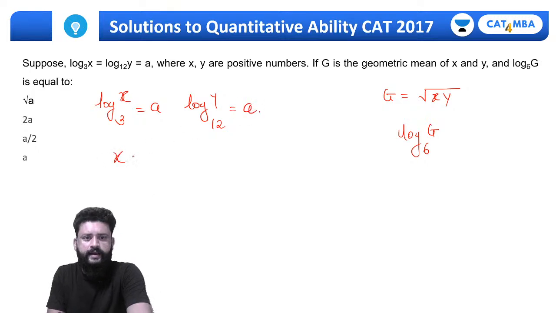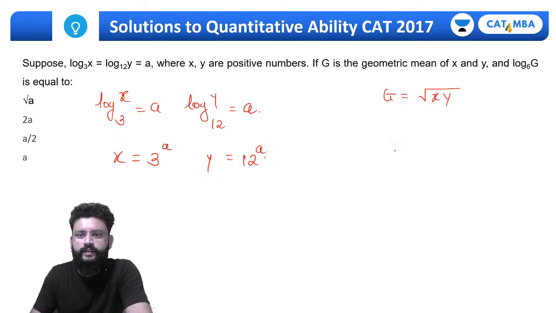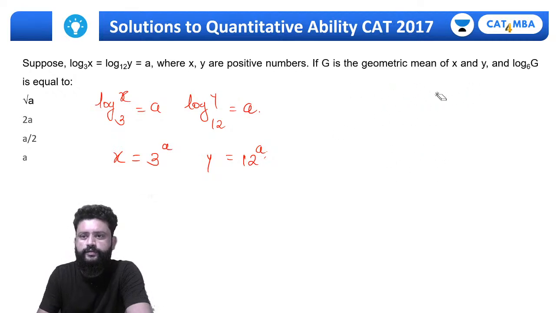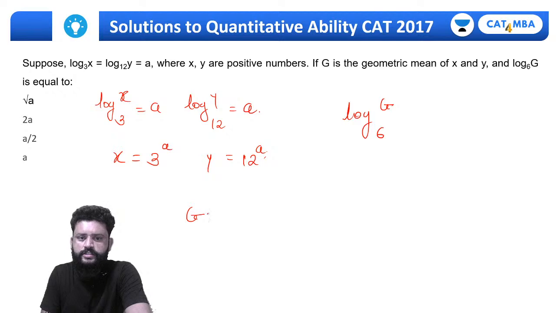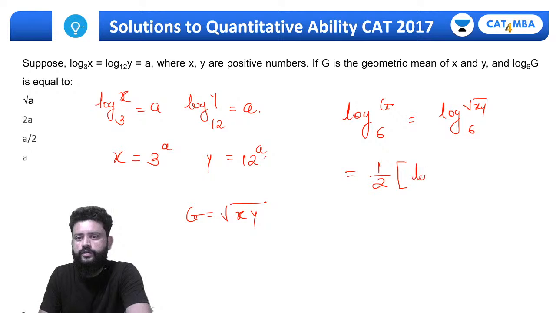So can I get the value of X? X is 3 to the power A. That's the basic rule of log. And here Y will be 12 to the power A, right? Then we are supposed to find the value of log of G to the base 6, and we know G is the geometric mean of XY, that is G is under root of X into Y. We can write this as log of under root of XY to the base 6 comes out to be half of log of X to the base 6 plus log of Y to the base 6.